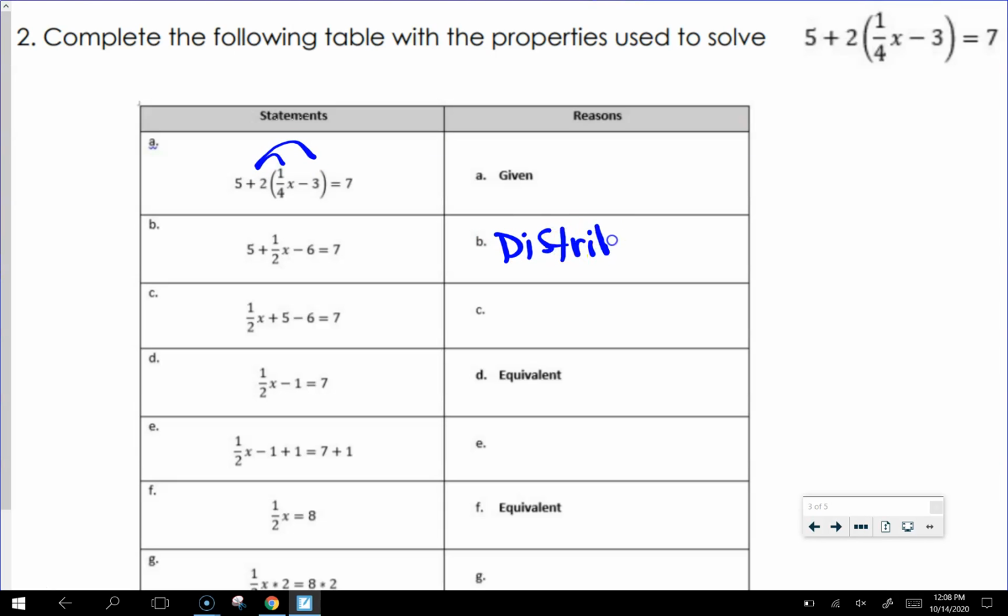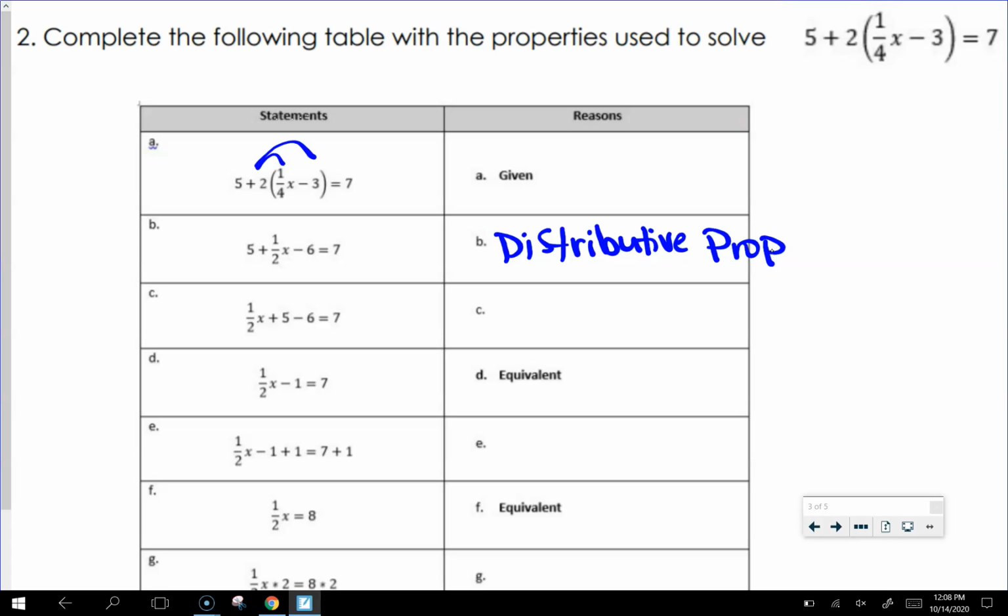What operation is distributing technically? Multiplication. Yep. Good. To distribute means to multiply. The reason why we don't say multiplication, because we didn't do it to both sides. We only did it to one side. Distribution would work just fine for me. I'm not going to be that picky. Not today.